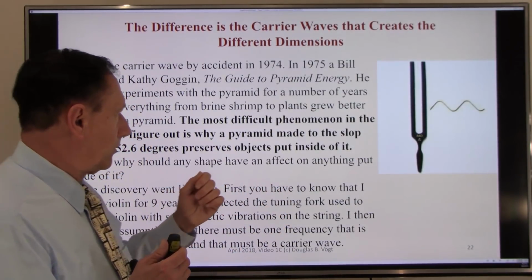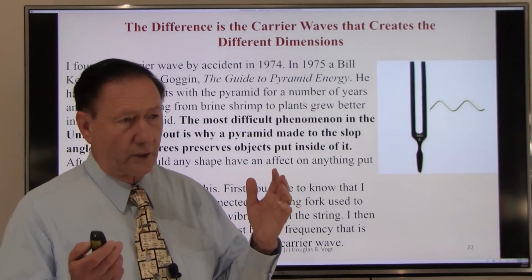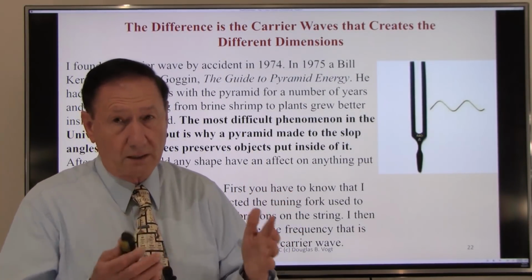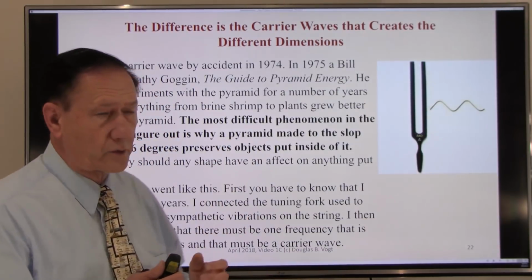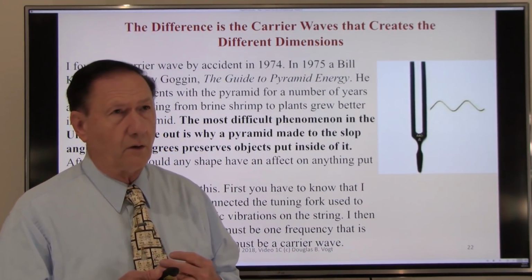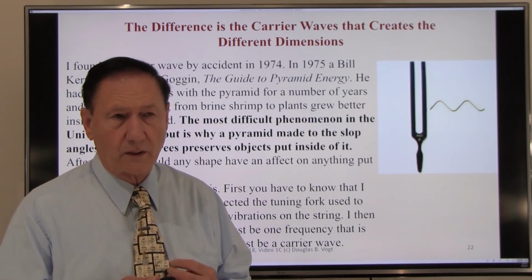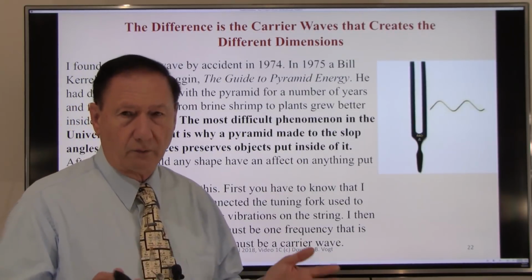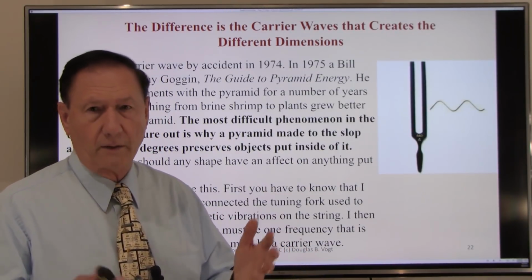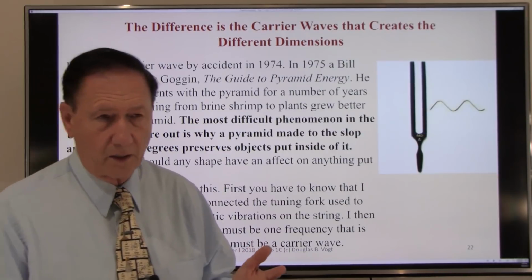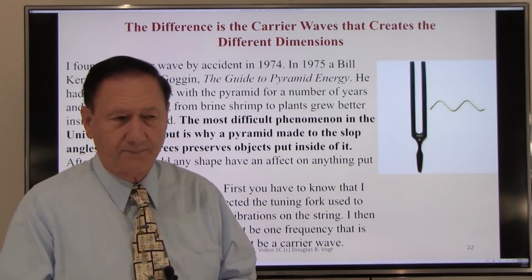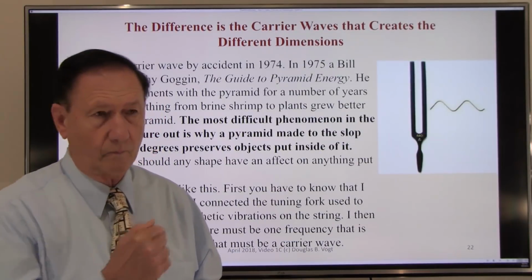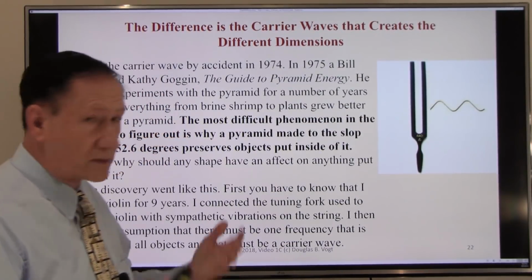So why should a shape have any kind of an effect on something you put inside of it? But it does. Like Bill Hatch, brine shrimp living, they usually live about 4 or 6 weeks. He had them living over a half a year. And other phenomena like plants grow better and things like that. Some of you may have heard of this in the past. It's true. So why does it work? That's, by the way, the hardest phenomena in the universe to figure out. And it was actually the first one I figured out. And this is how it happened.